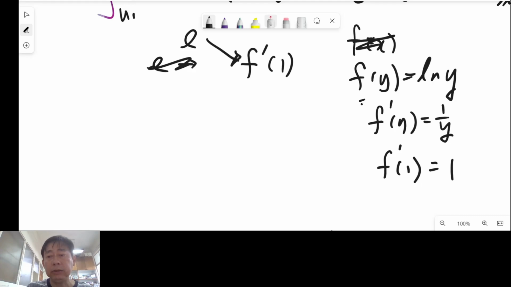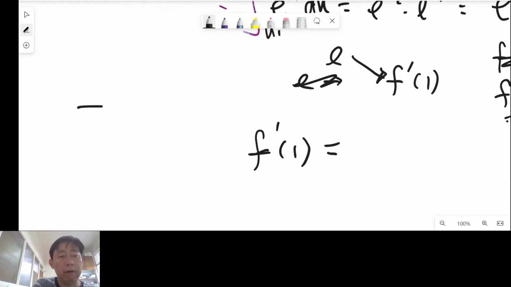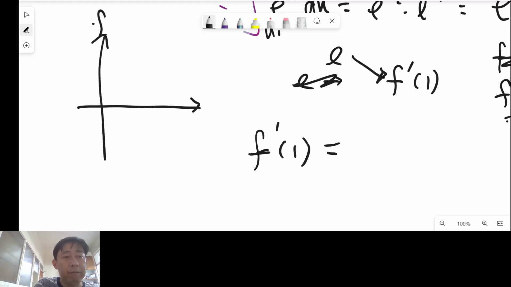But not using this result, what we are going to do is write down the derivative of the log function at the point x equals 1 using the definition. Right, so how do you do that? It's actually quite straightforward. So you have a function f which is equal to ln y, and this is y, and this is 1.